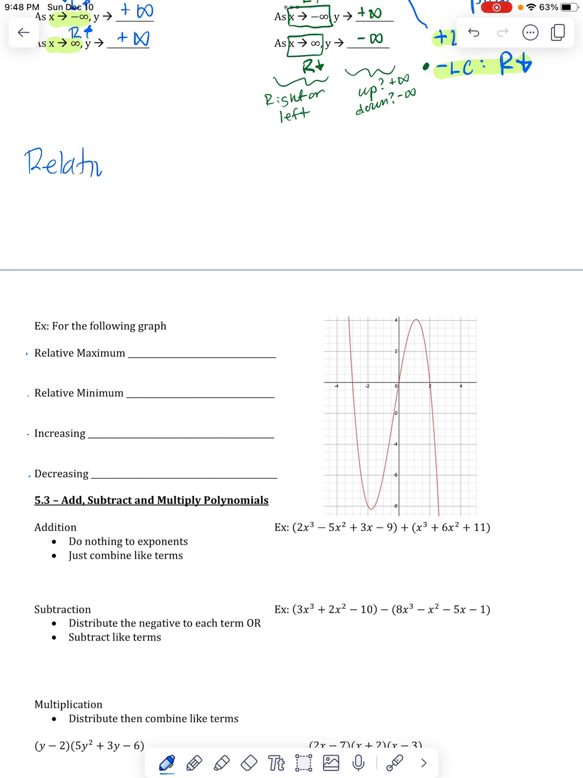So a relative max, we'll call it, is like a peak. It's like a high point in the graph. It doesn't have to be the highest point in the whole entire graph. It just has to be like a peak compared to a valley. And that is just going to be coordinates. So that's just written as a point. So it's going to be written as an XY point.